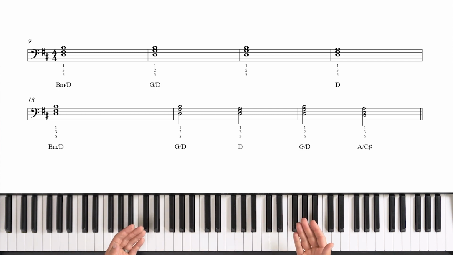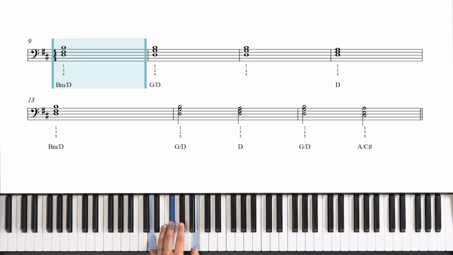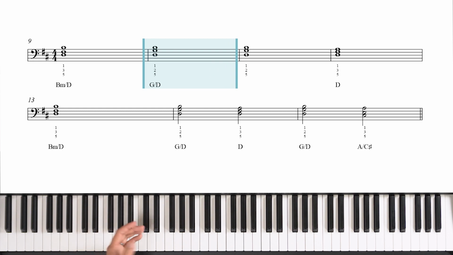So let's go over these chord shapes. The first one is B minor over D. Now that essentially is just a B minor triad, but we've got it in first inversion, so the D is on the bottom, and the root is on the top. Now our next chord is G over D. It's a G major chord, also in an inversion, right there. This is actually second inversion.